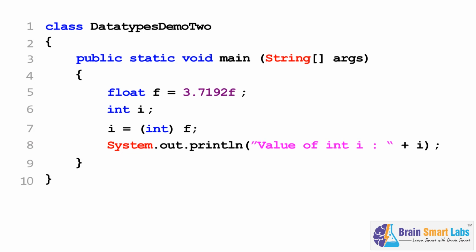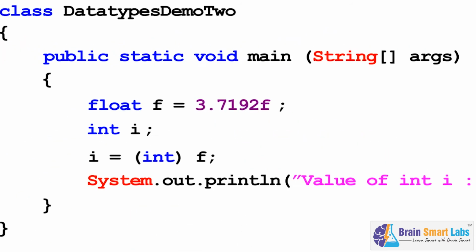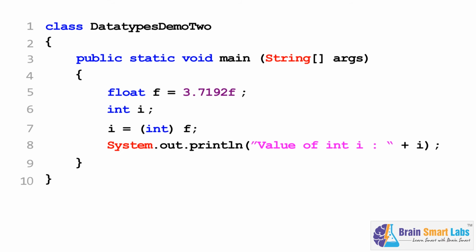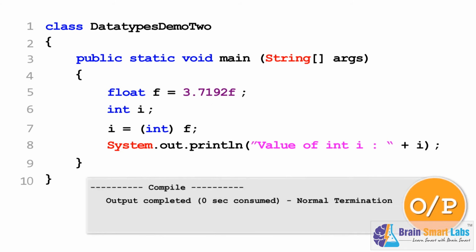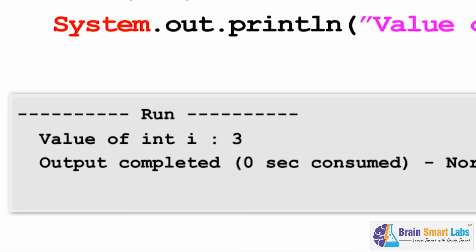In this program, as you can see, we have created a float variable with a decimal point value, that is float f is equal to 3.7192f. Below this variable, we have declared one more variable of type int. Casting the float value and transferring it to int will lead to loss of precision, meaning if we compile this code and run the program, the resultant output value of i is just numerical 3.